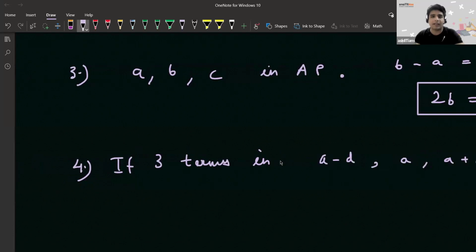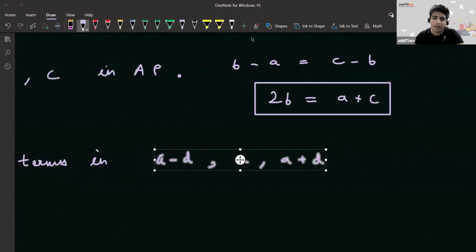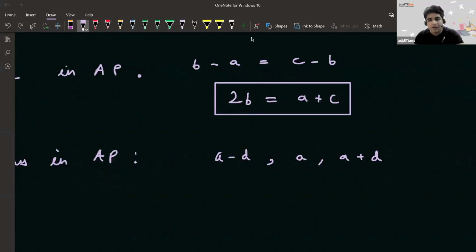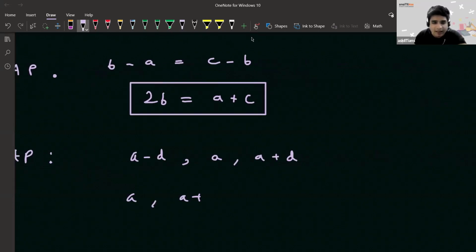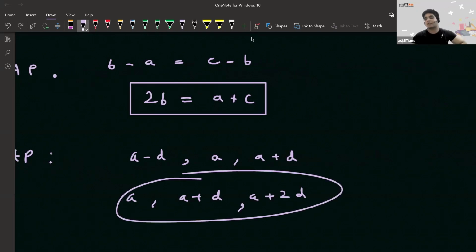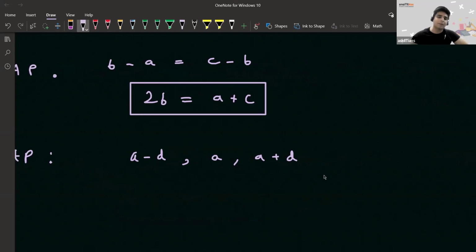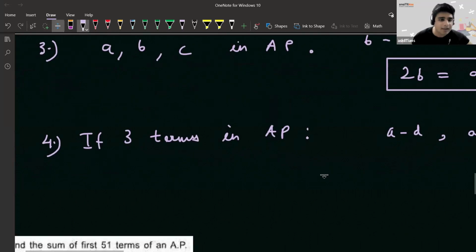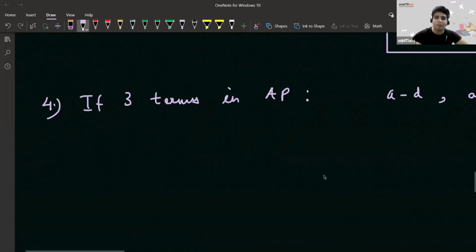Now you must be thinking, sir, why can't we just take A plus 2D? You can do that, everyone. Yes, you can take A, A plus D, and A plus 2D. Try solving the question with this. You will get stuck a lot. The calculations are going to be very difficult, everyone. So please, don't try to become a hero. Do not do that in exam. In exams, we cannot be a hero.